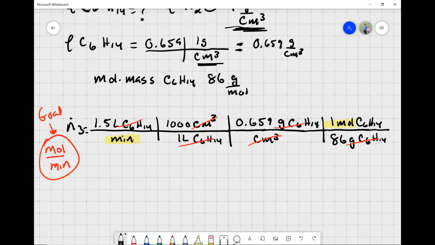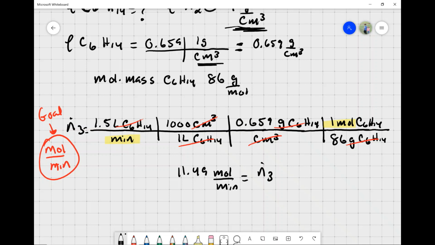So let's go ahead and plug and chug. So 1.5, you can hear my calculator buttons, times 1000 times 0.659 and divided by 86. And I got 11.49 moles per minute. All right, now we have a molar flow rate.